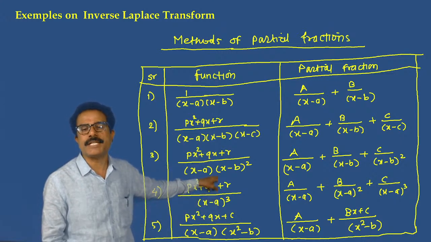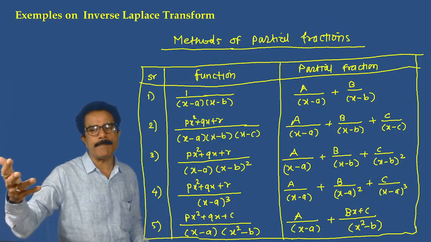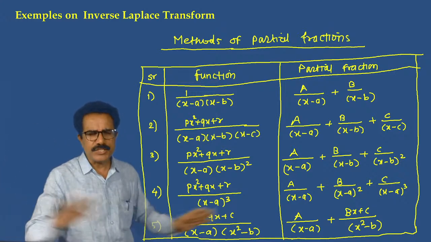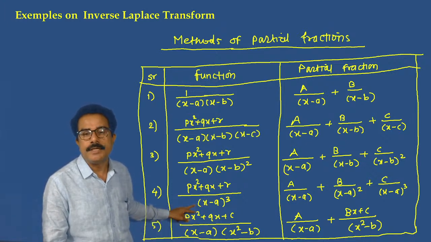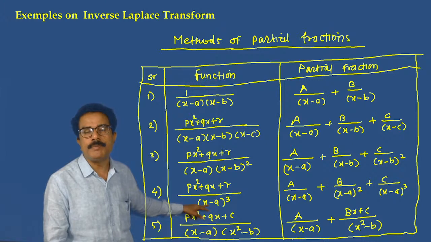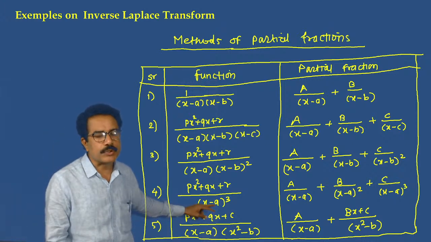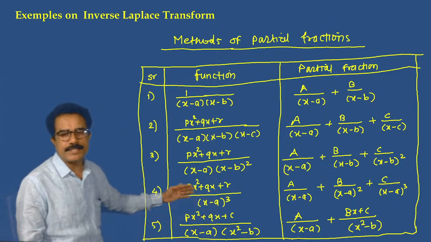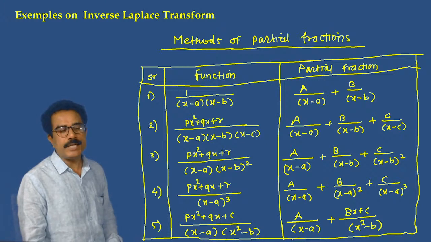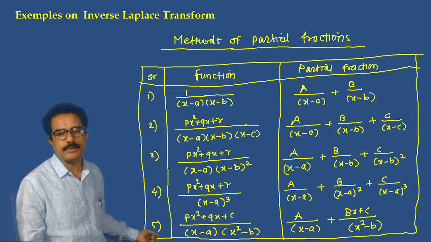If there is a bracket cube, then we have to use four constants a, b, c, d. In this way we can take the partial fraction. If there are three brackets, x minus a bracket cube, three repeated brackets in the denominator, so its partial fraction we can write a divided by x minus a plus b divided by x minus a square plus c divided by x minus a bracket cube.